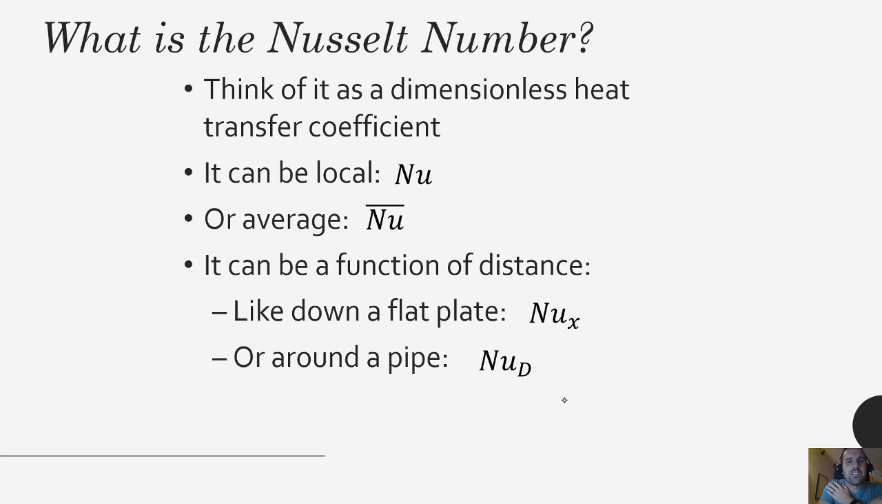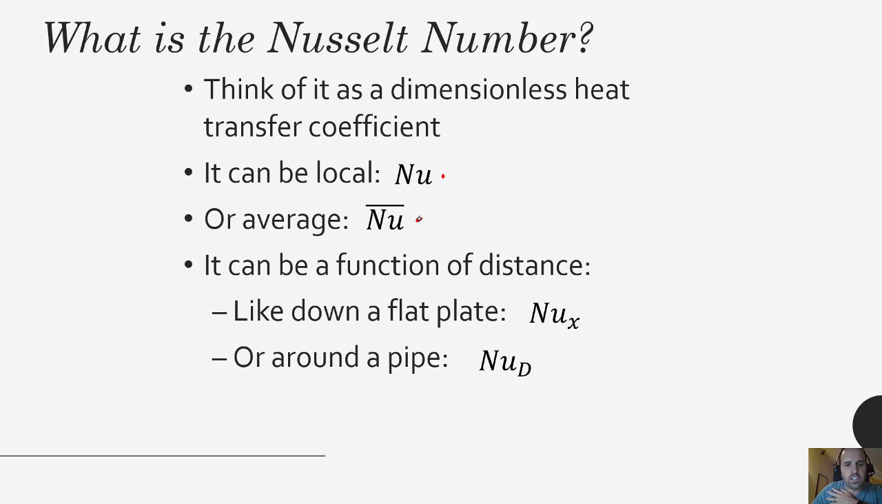So the Nusselt number is a dimensionless heat transfer coefficient. It can be local. Just like h can be local, the Nusselt number can be local too, so it doesn't have the bar on top. That represents a local heat transfer coefficient. Or it can be averaged over the entire surface. Just like h can be averaged, so can the Nusselt number be an average.